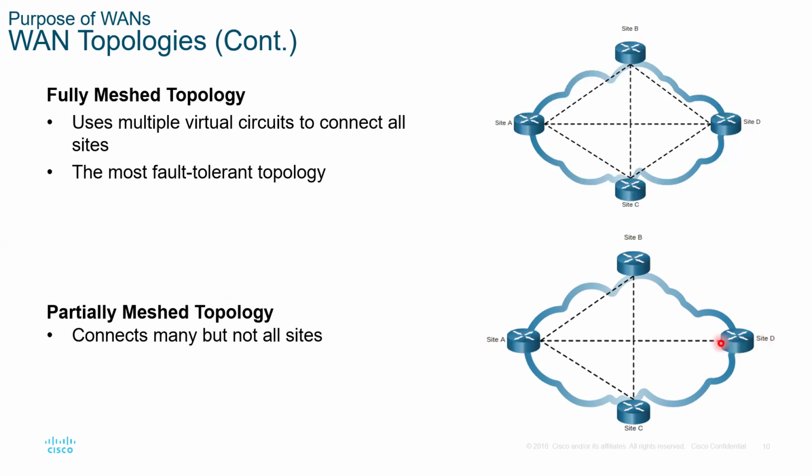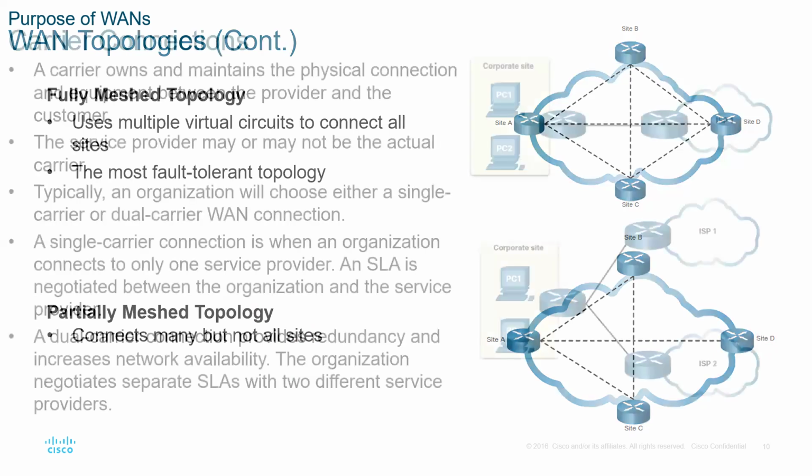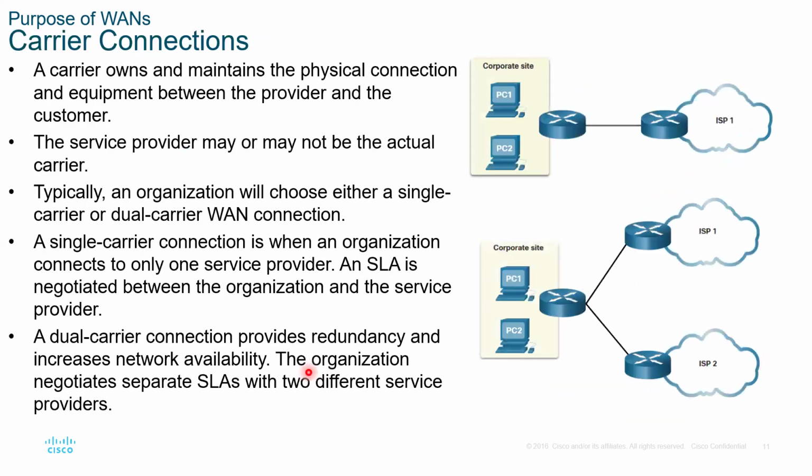So that's the reason why we have partially meshed topologies, because they are more efficient. They are more effective, if I can say, cost effective, more cost effective than the fully meshed topology. Right, topology is done. Now we're looking at carrier connections.